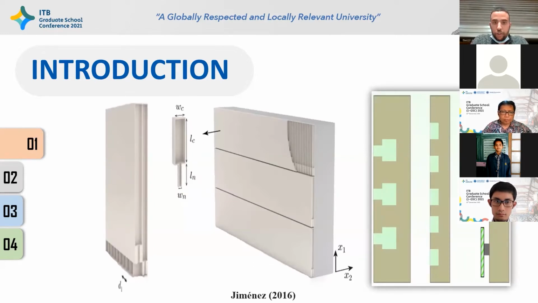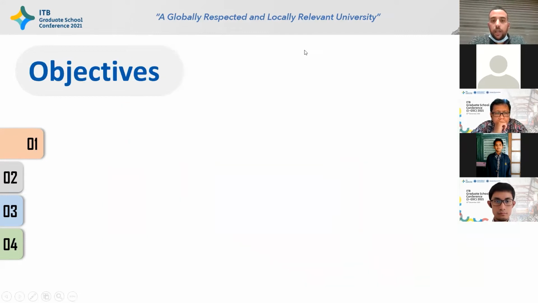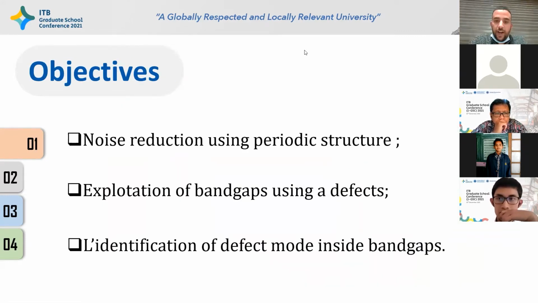As applications of the propagation of waves in periodic structures, Helmholtz resonators can, for example, be used as an acoustic wall that can absorb sound and noise. This is what we usually find in conference rooms, for example. The main objectives of this study are to study noise reduction using periodic structures, then the exploitation of the characteristics of acoustic waves through periodic structures in the case of the existence of defects, and then the identification of the effects of the existence of defects inside the band gaps.